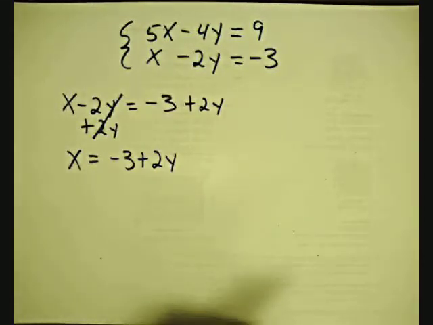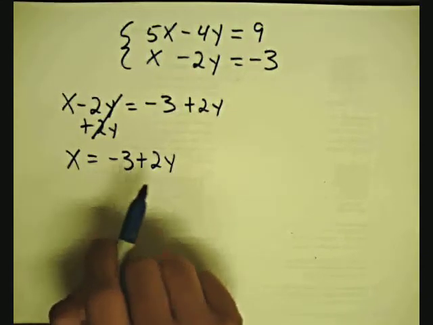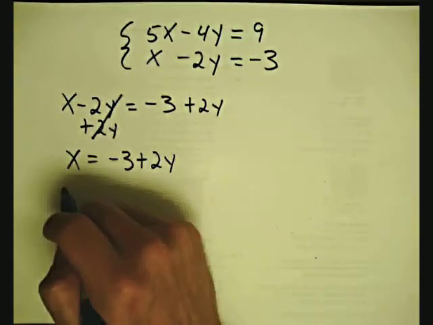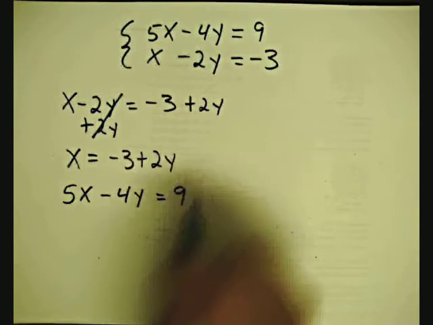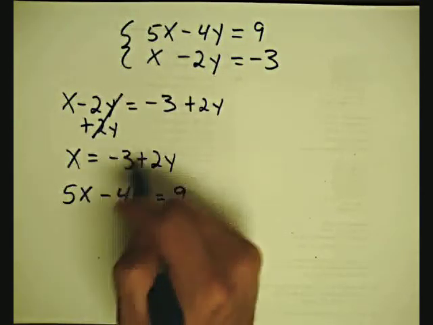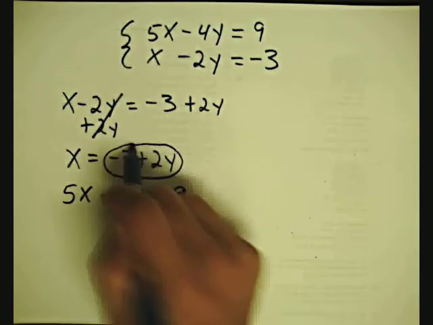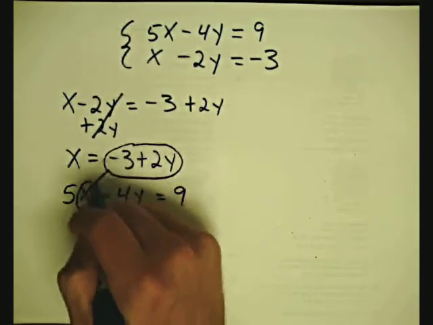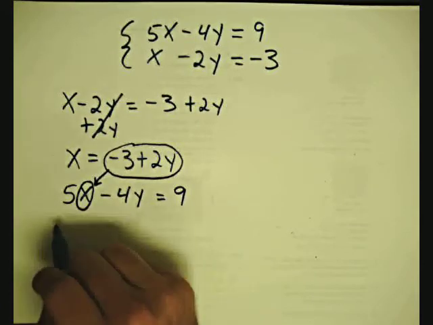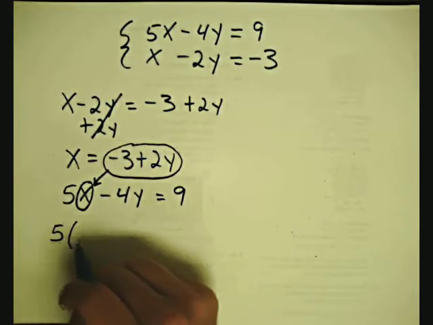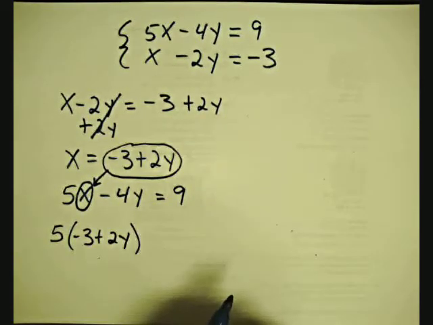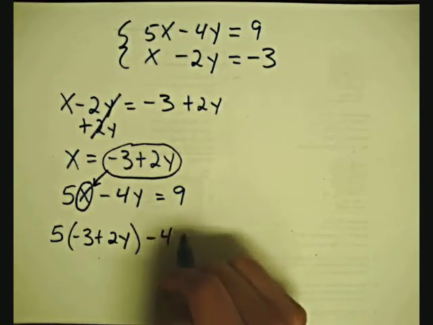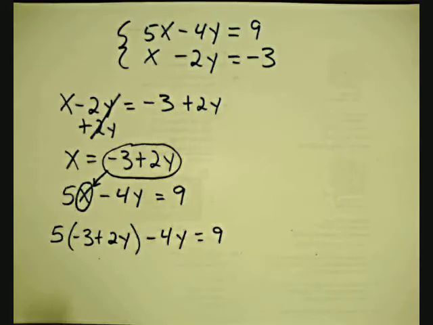So there's step one. Step two, we want to take this x and substitute it into our other equation. The other equation is 5x minus 4y equals 9. So we want to take x equals -3 plus 2y and put it in place of this x right here. So when we do that, we get 5 times (-3 plus 2y), and then the rest of the equation as it was, minus 4y equals 9.